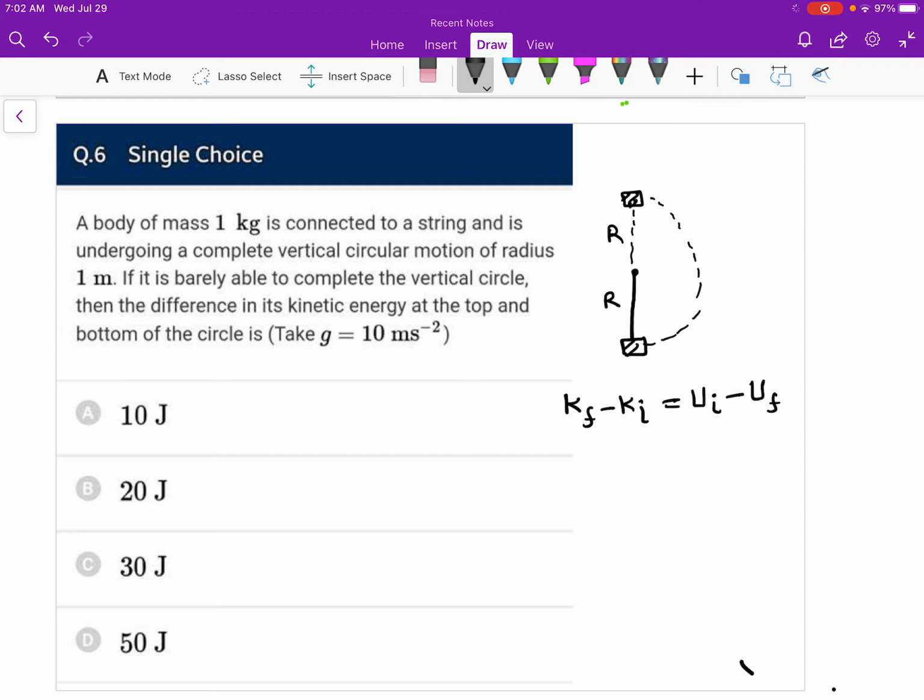So difference in kinetic energy is K initial minus K final is U final minus U initial, that is mg into 2r. So mg is 10 into 2 into 1. So this is 20 joule, mg into 2r. Okay. Next question.